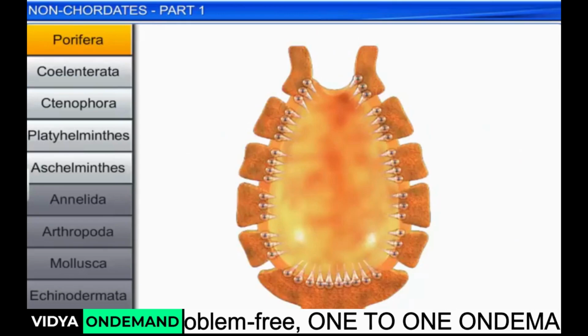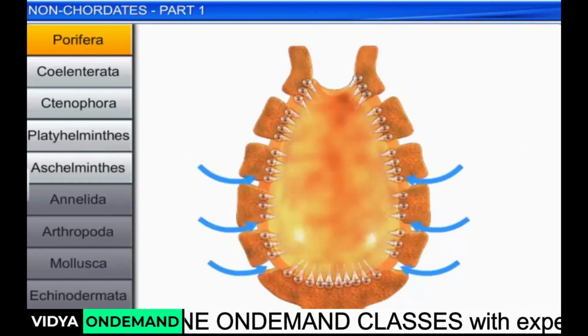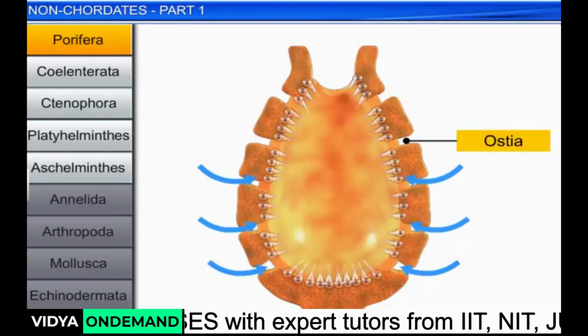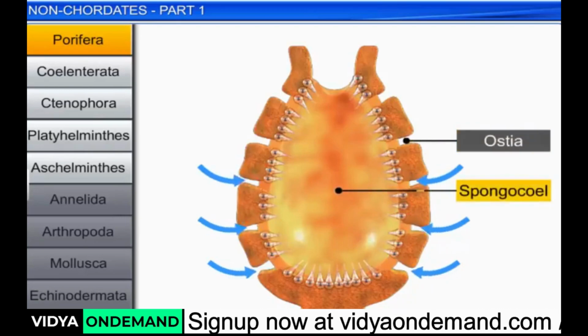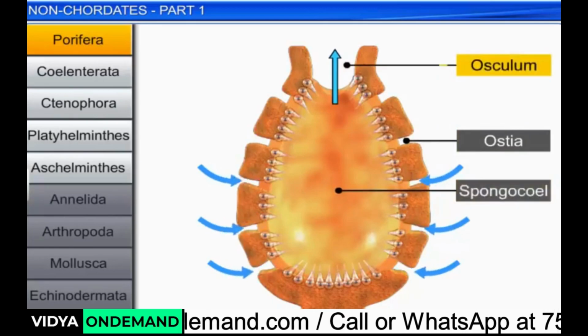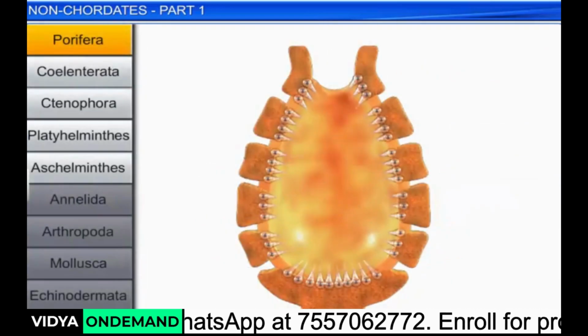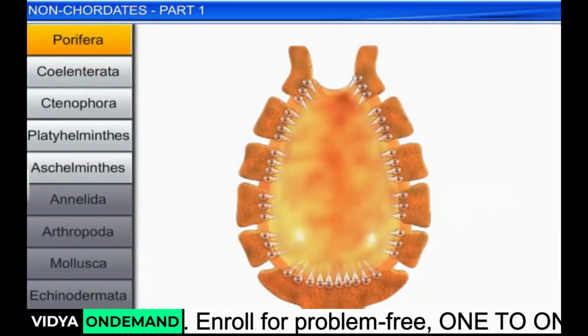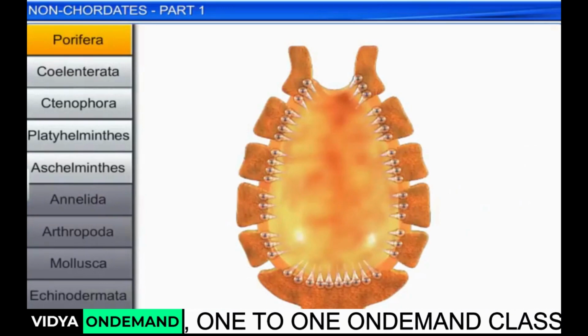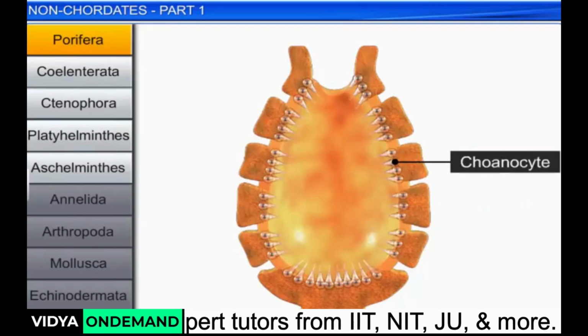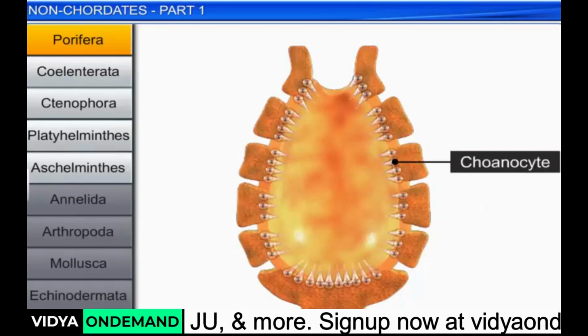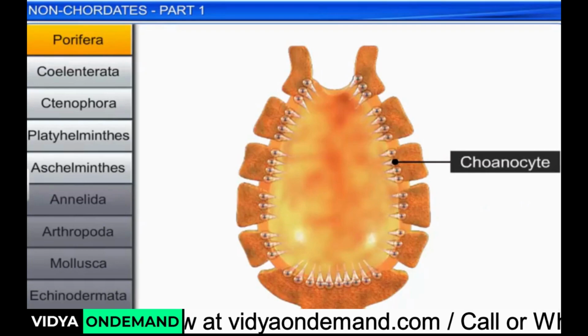In this system, water enters through minute pores called the ostia into a central cavity called the spongocele and comes out through the osculum. The spongocele and the canals are lined with special cells called choanocytes or collar cells that help in the ingestion of food particles followed by intracellular digestion.